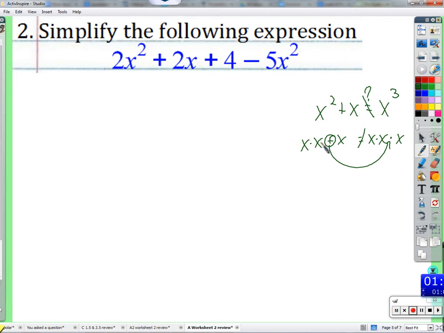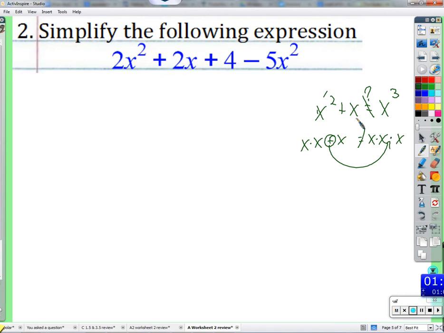And x squared is two x's times each other. And x is just x, and we're adding it together, right? So on this side, we have x times x plus x. That's what x squared plus x is. And on here, we have x times x times x. That's what x cubed is. So this shows that this couldn't be correct. Pretty important. You don't want to make this mistake.